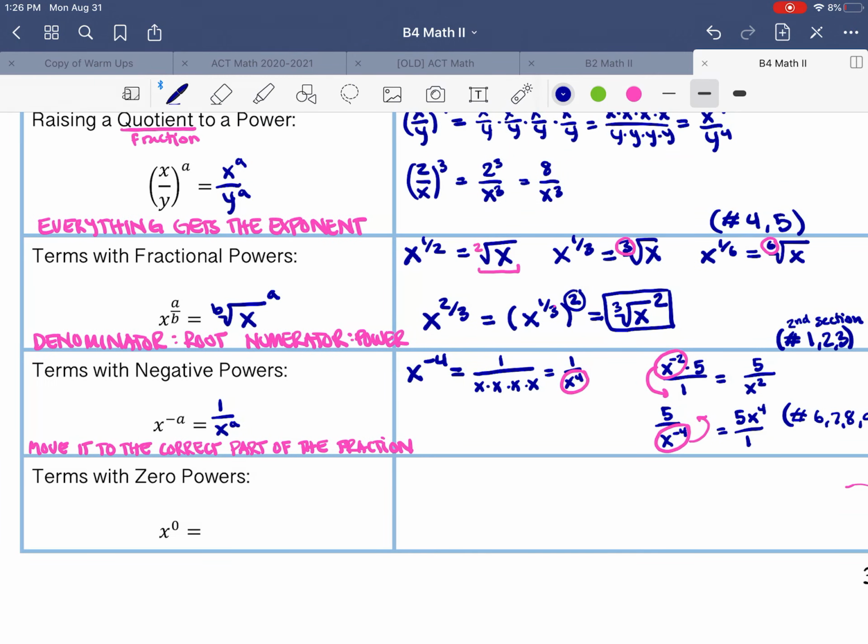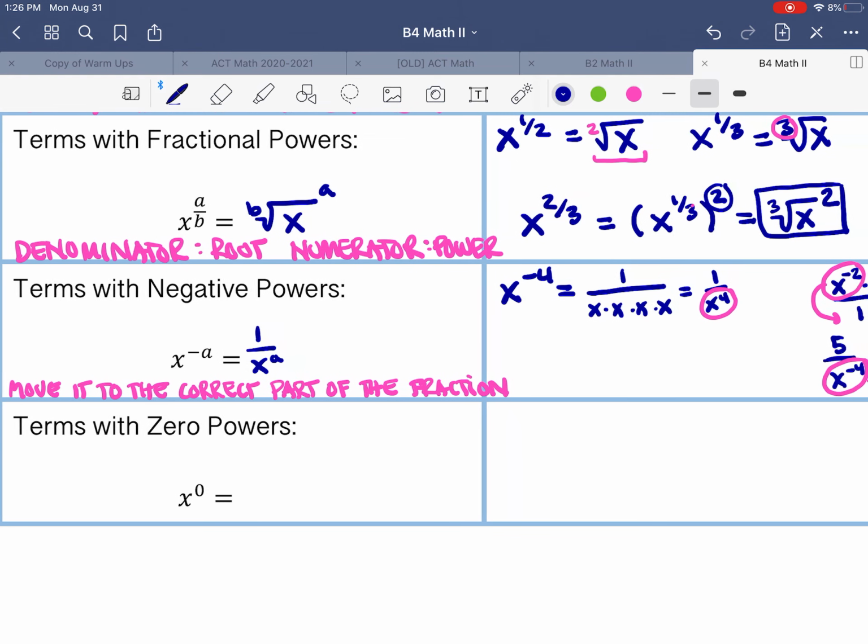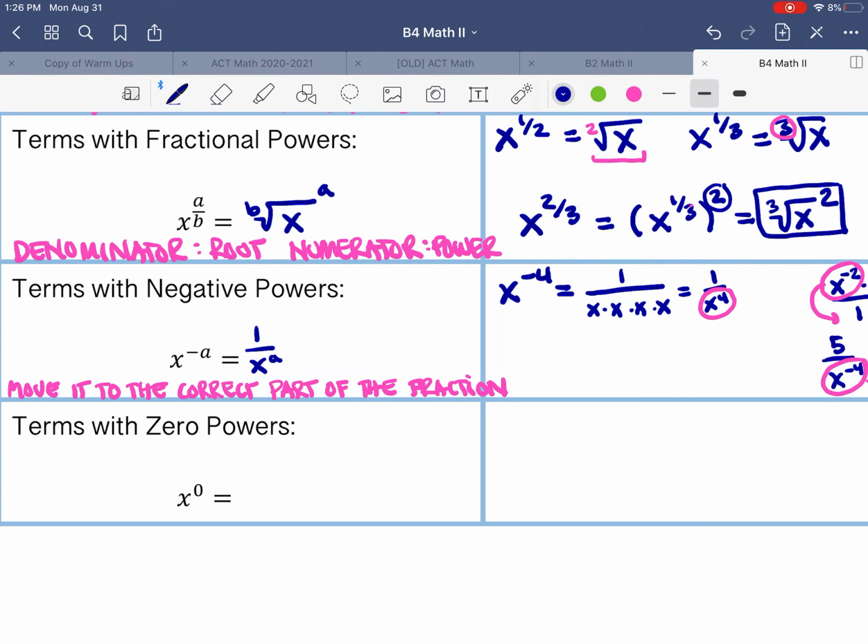The last rule is the easiest of all of them. You probably have encountered this rule before. Anything with a 0 power is equal to 1. 2,846 to the 0 power is 1. So is negative 4,000 to the power of 0. If it's x to the power of 0, it equals 1. Any variable to the power of 0 also equals 1.